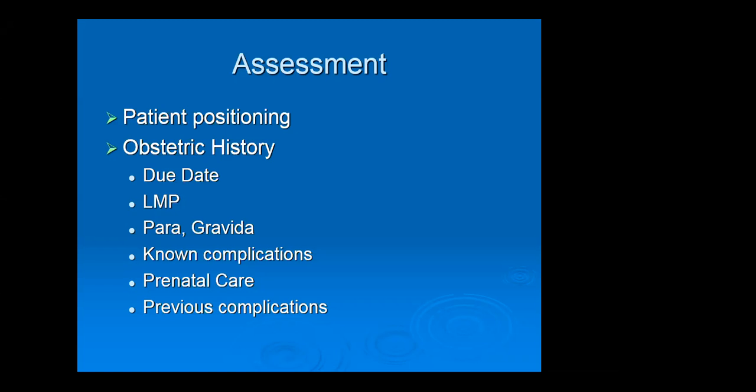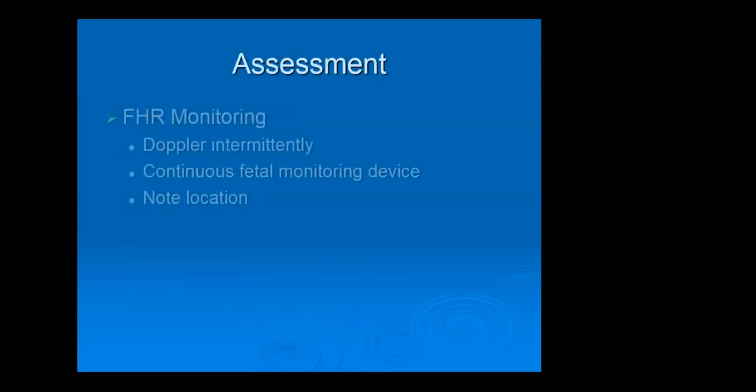And finally, any previous complications. So, if they're one that has been pregnant before or pregnant and delivered, what happened in those pregnancies? Was it a normal delivery? Were there difficulties? Were there problems with the child? Did the mom experience problems? Finding out what went on before.